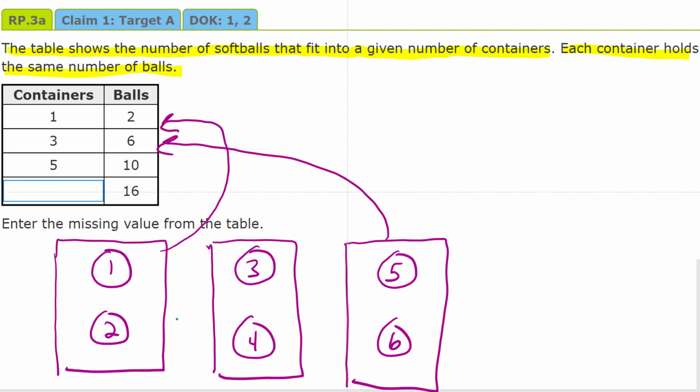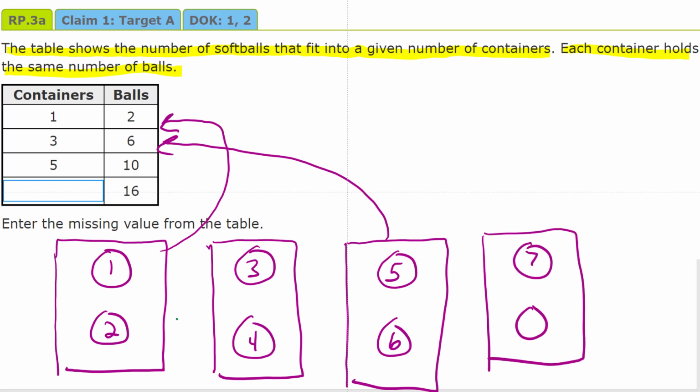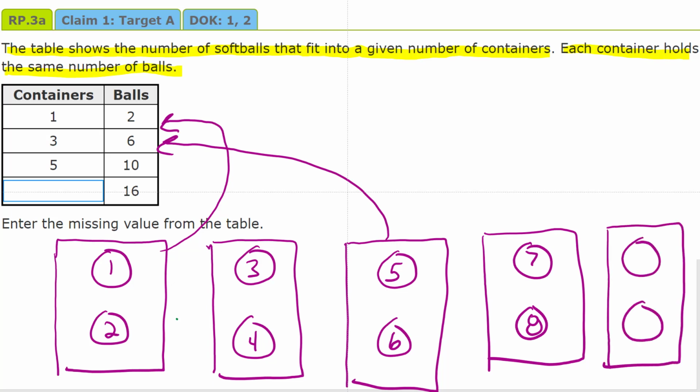So let's go ahead and draw 2 more containers. So we'll go ahead and draw this container that has 2 balls. I have balls 7 and 8. And then the 5th container would have 2 balls, and it also would have balls number 9 and 10. And so that represents this entry, because there's 5 containers.